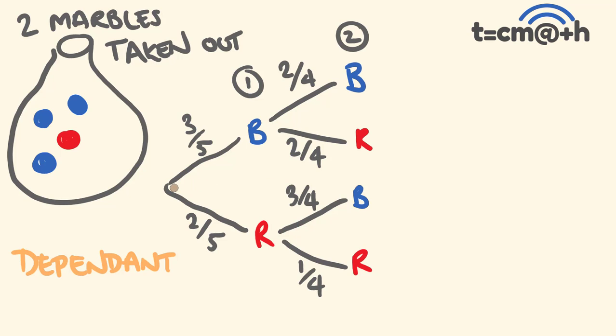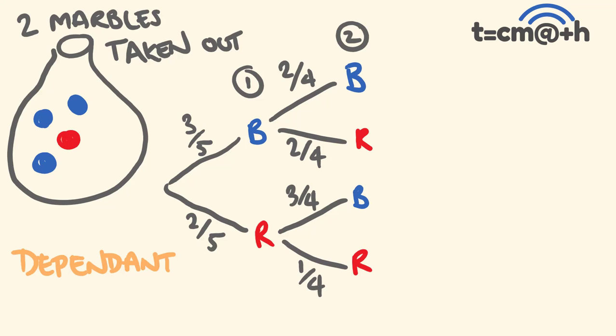A bit of a hint here. Occasionally you'll see this described as 2 marbles are taken out without replacement. If they say they are replaced, what we're talking about is the marbles get put back in, and it would mean that we would end up with an independent type scenario, where we'd still have 5 marbles in here, so it wouldn't affect these later ones, and it wouldn't affect the probabilities here.